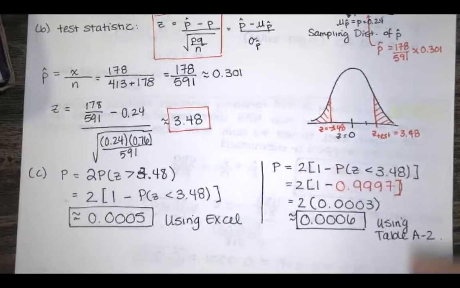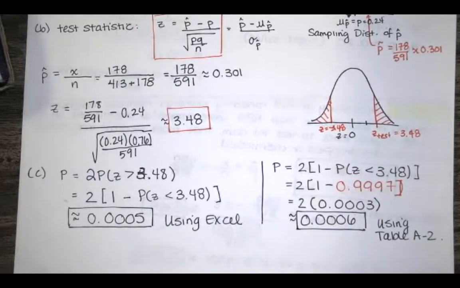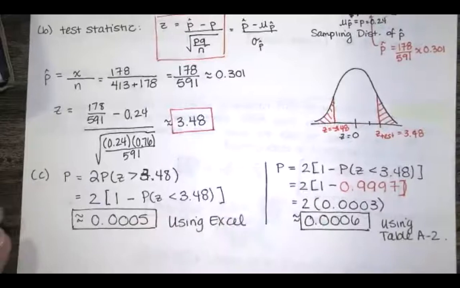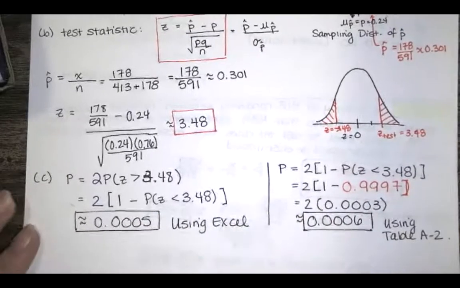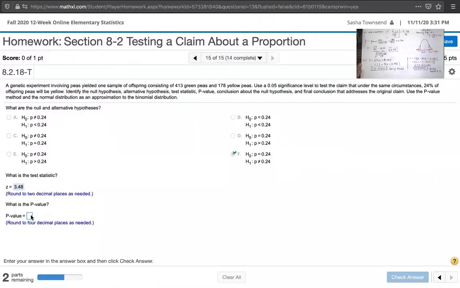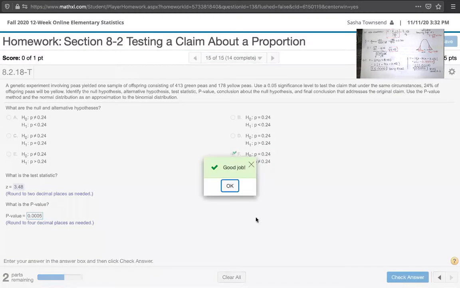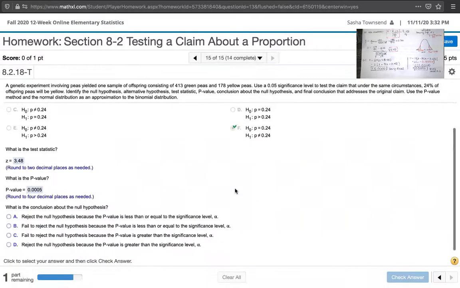So you see that when we use Excel, we get 0.0005, and using table A2, it's just a little bit different, but it's pretty close. So let's go back to our homework and show that both of these are acceptable. I guess we have to choose one for the homework, don't we? So it wants a p-value rounded to 4 decimal places. So we'll say 0.000, and let's use the answer from Excel, 5. All right, MyLab Statistics likes it.